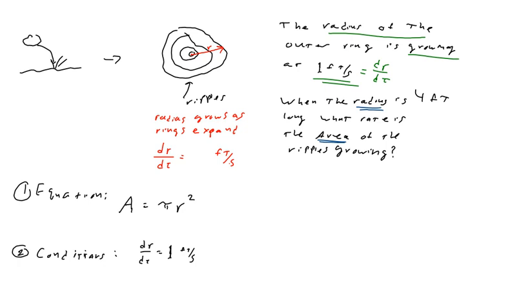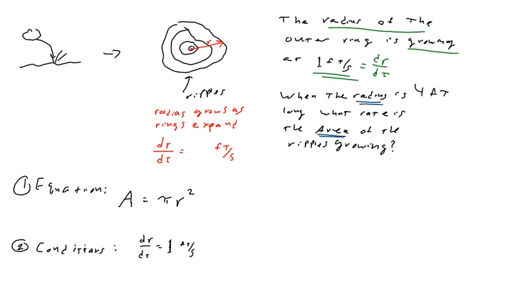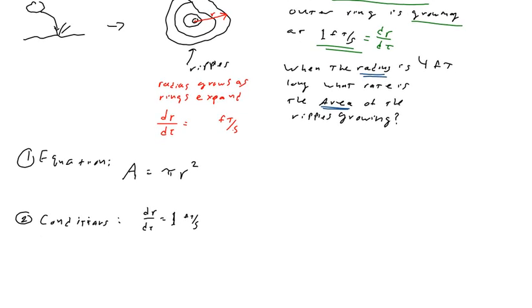And we want to find the area. We want to find the rate of area. This is dA/dt. This is what we want. What rate? It's telling us we are looking for dA/dt when the radius is 4 feet.